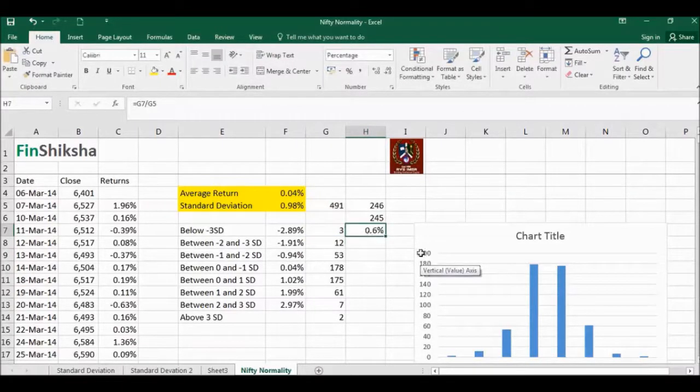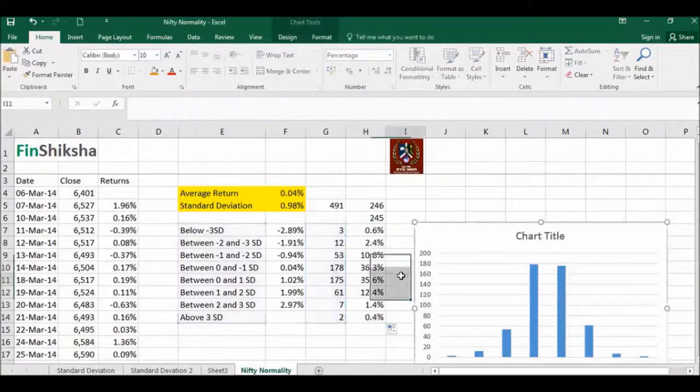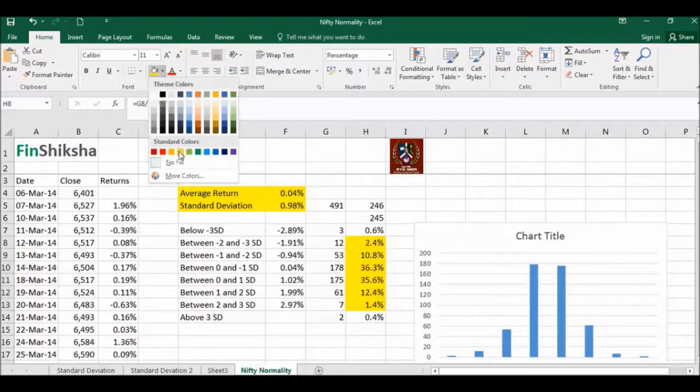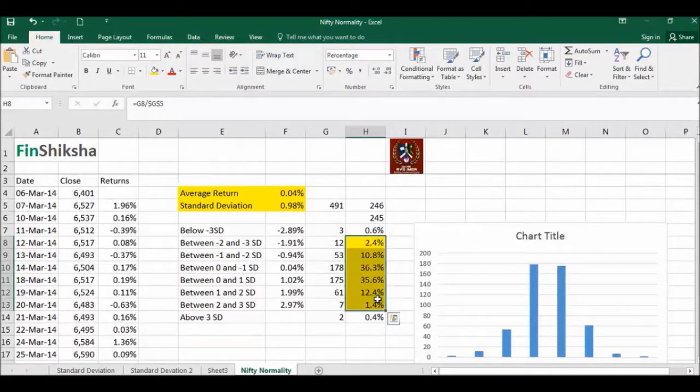Can I calculate the percentages? I will have to freeze the 491 because I have to find the percentages on every bit. So now let's find out the percentage of returns that are between minus 3 and plus 3. That's this one, right? Let's shade this yellow. The yellow shaded cells are the number of returns that are between minus 3 and plus 3 standard deviation.